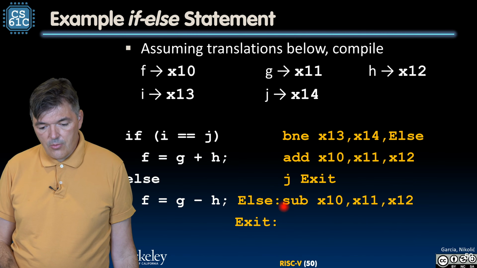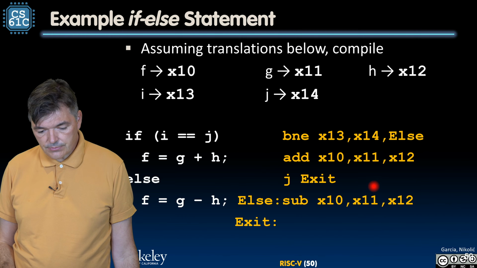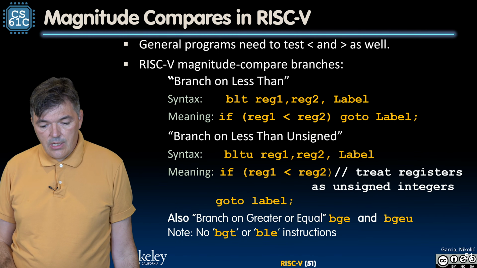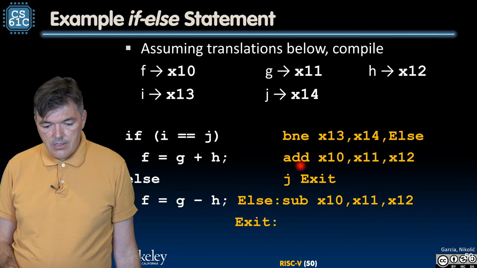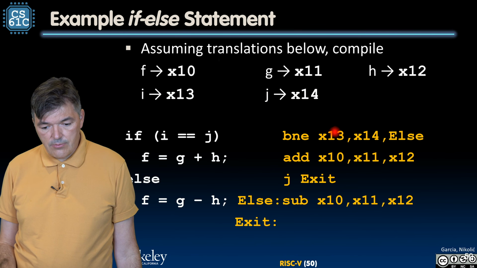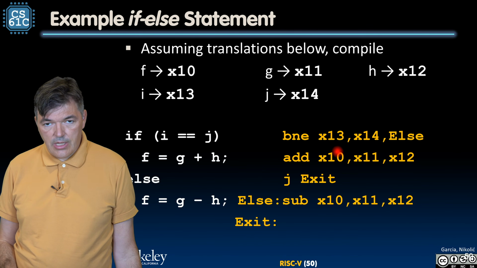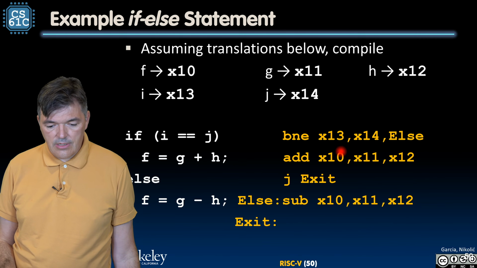In else, we'll subtract the two registers, and then we'll exit. If they are equal, if bne does not branch, if this instruction doesn't branch, we'll execute the next one, so we'll add g and h and store it in f.